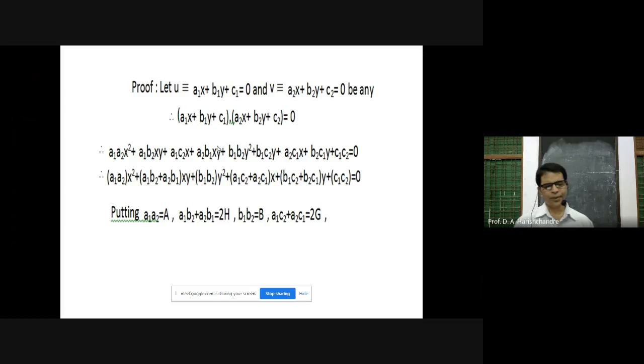Bracket complete into xy. Later, how many terms of y square? Only one term of y square, and its coefficient b1 into b2 can be put into the bracket. You are getting b1 into b2 y square. After that, there are two terms of x. From them, take x common. So inside the bracket, you are getting a1c2 plus a2c1. Bracket complete into x. Next, there are two terms of y. From them, take y common. Inside the bracket, you are getting b1c2 plus b2c1. Bracket complete into y. And at last, there is only one term, which is the constant term.